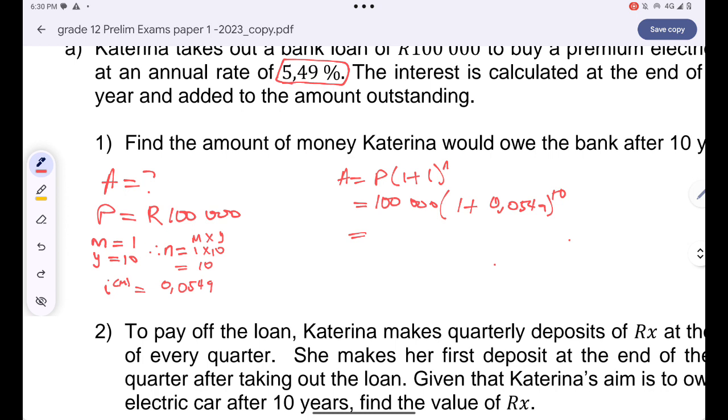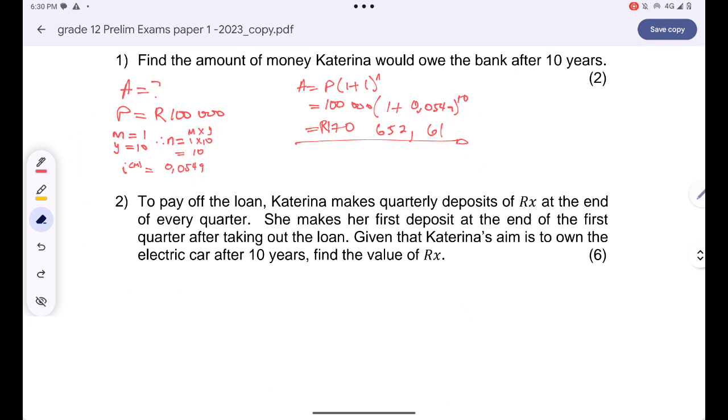And then this will give me 170,652 rands 61 cents. So this is the amount of money that Katrina will be owing the bank at the end of 10 years.